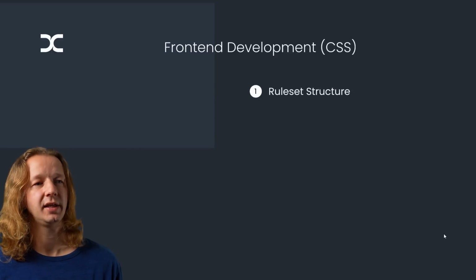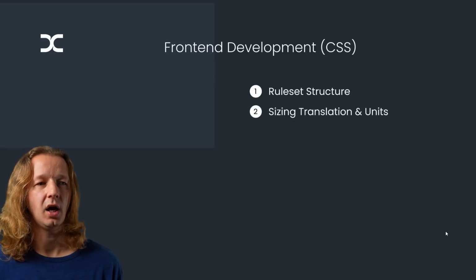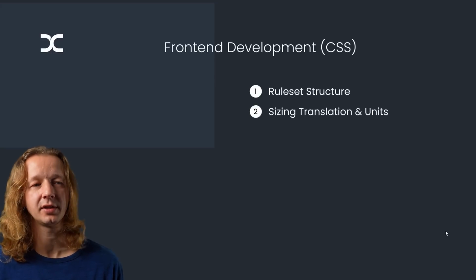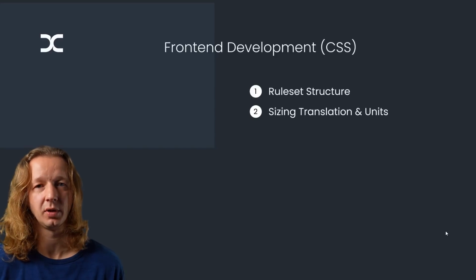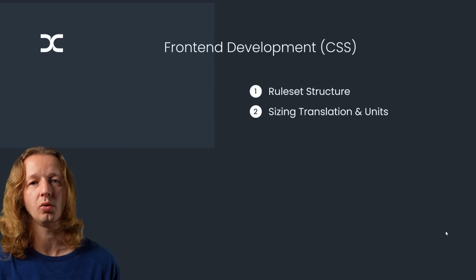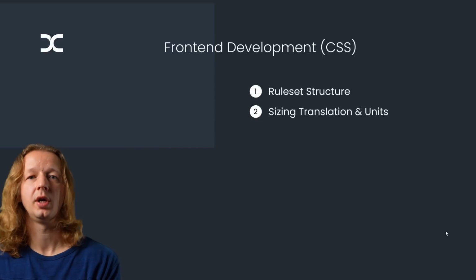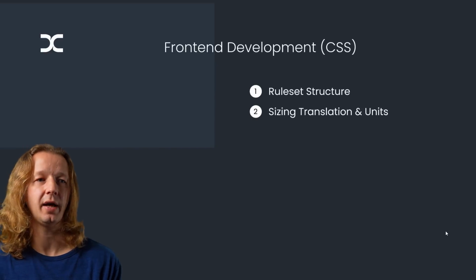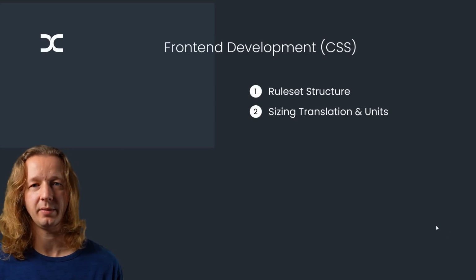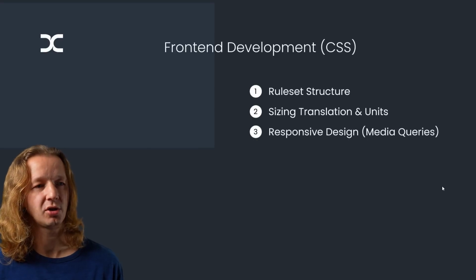So CSS, understanding basic rule set structure. You know, what is a CSS rule set? What is sizing, translation, and units? So sizing, translation, for instance, is really important when you have a design that you created in an app like Sketch or Figma or Penpot, and understanding how to accurately translate that design to the browser with CSS. And you do that through the correct usage of units and also translations. And these are things that I've covered in my recent, just a week ago, my crash courses on design and code. So make sure to check those out.